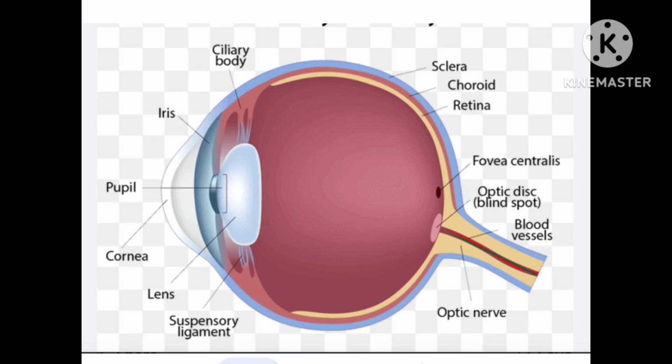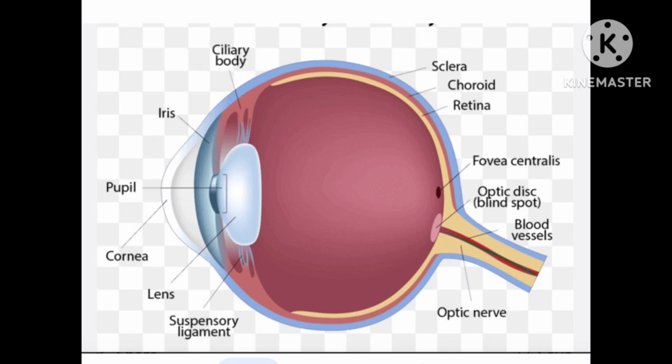Whenever we are looking at a tiny object, the lens has to focus on it. So the lens will shrink and make us look at that tiny object. So the lens is capable of contracting and relaxing with the help of these adjacent structures.